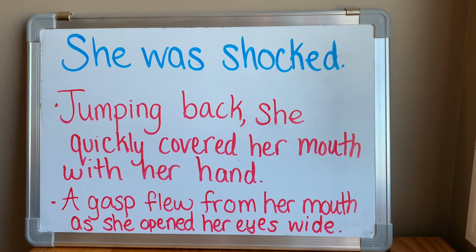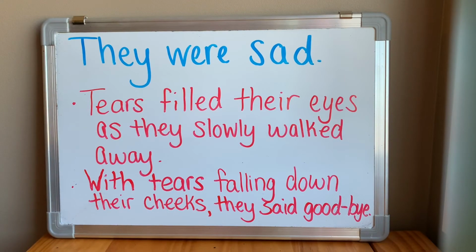The other sentence suggestion I came up with was, "A gasp flew from her mouth as she opened her eyes wide." When you read that someone's opening their eyes wide or a gasp came out of their mouth, you're again going to make the inference that they're shocked. Let's take a look at one more example. The sentence reads, "They were sad." To help that sentence show instead of tell, I came up with two examples.